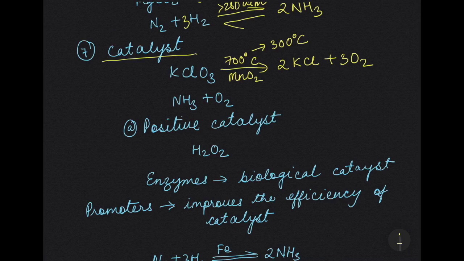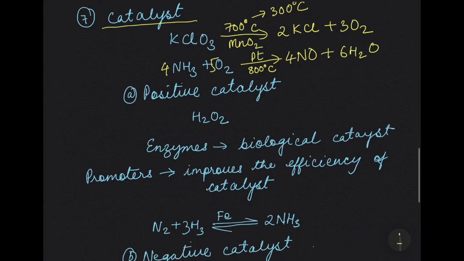Okay. Similarly, 4 molecules of ammonia react with 5 molecules of oxygen at 800 degrees Celsius very quickly if a catalyst platinum is added, to form nitrogen monoxide and water. Okay, now there are two types of catalyst, a positive catalyst and a negative catalyst. A positive catalyst increases the rate of reaction.